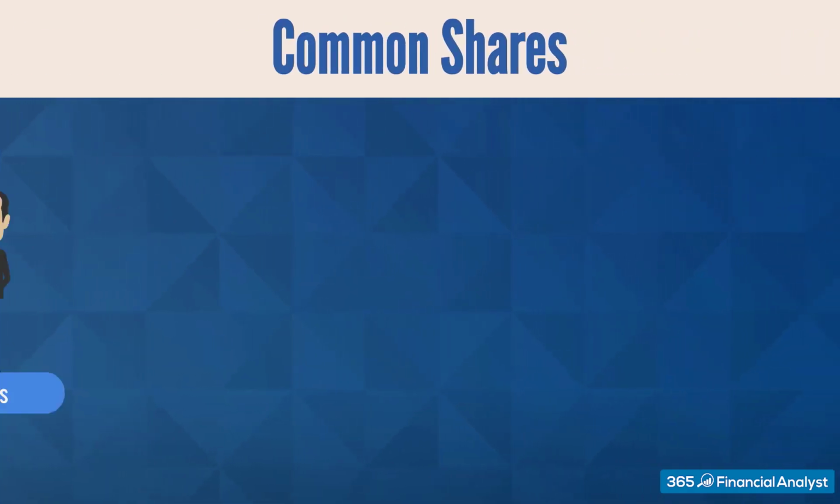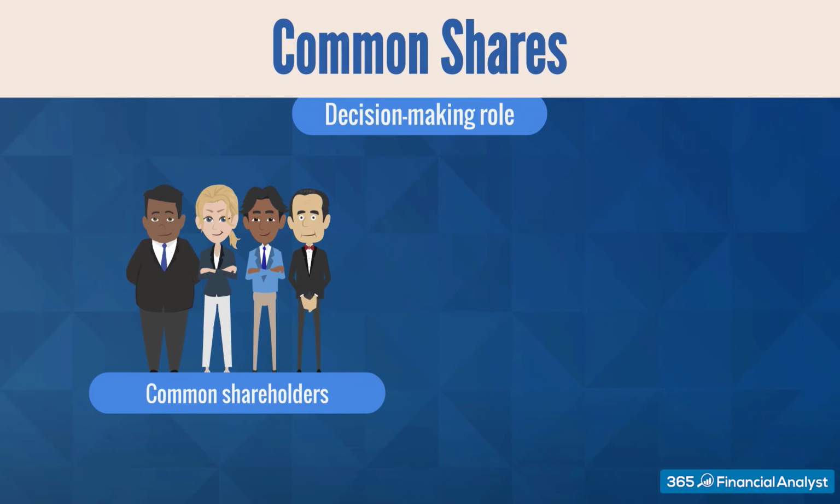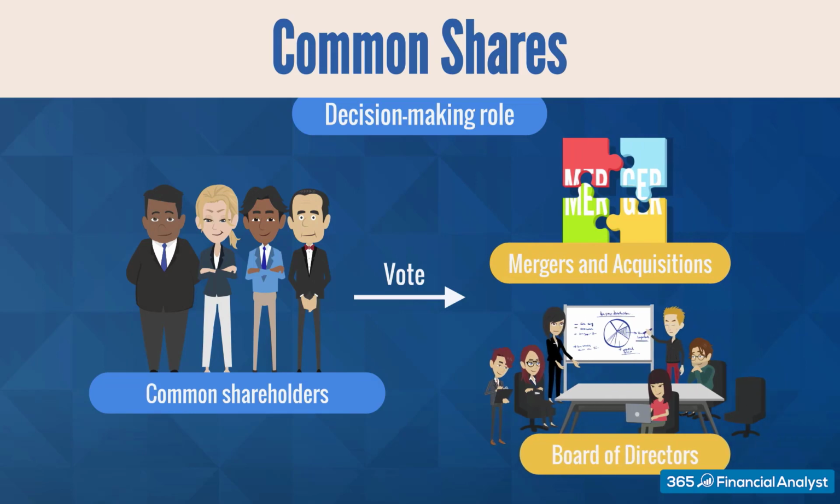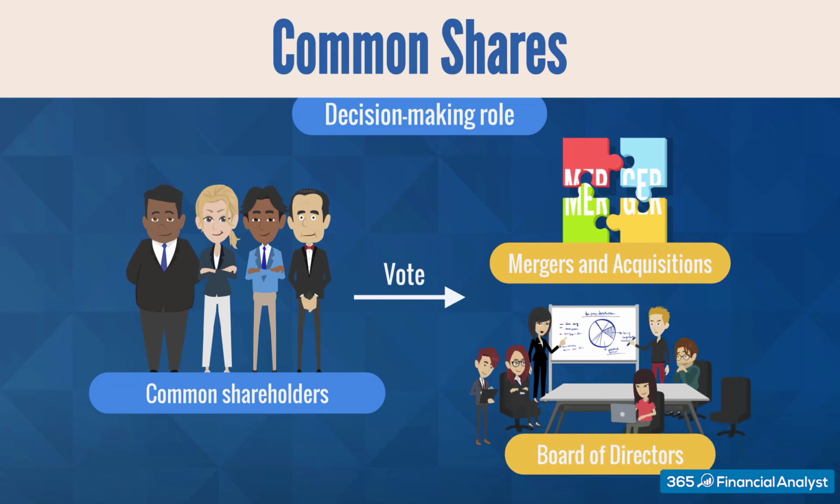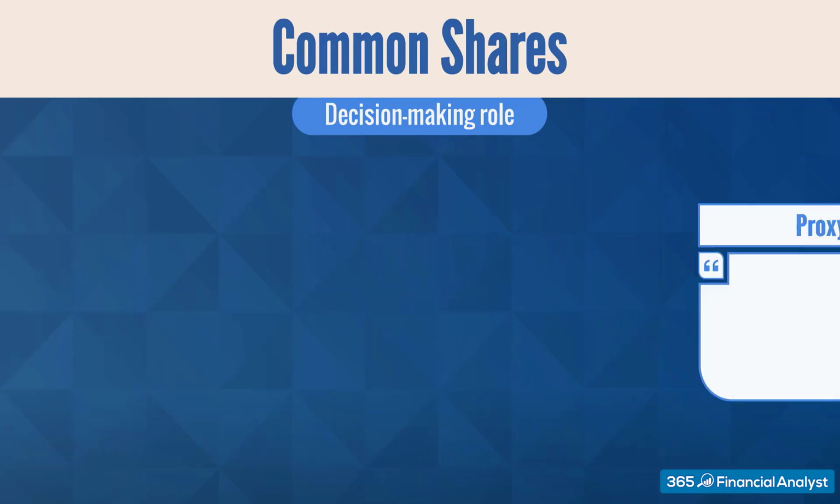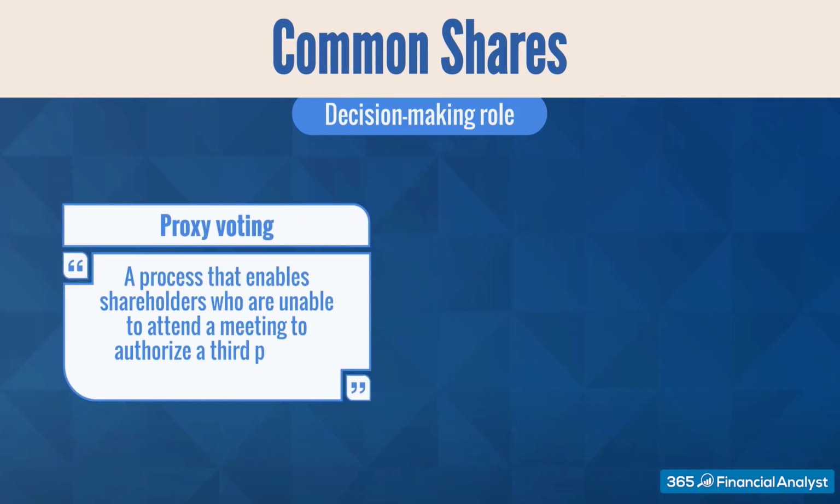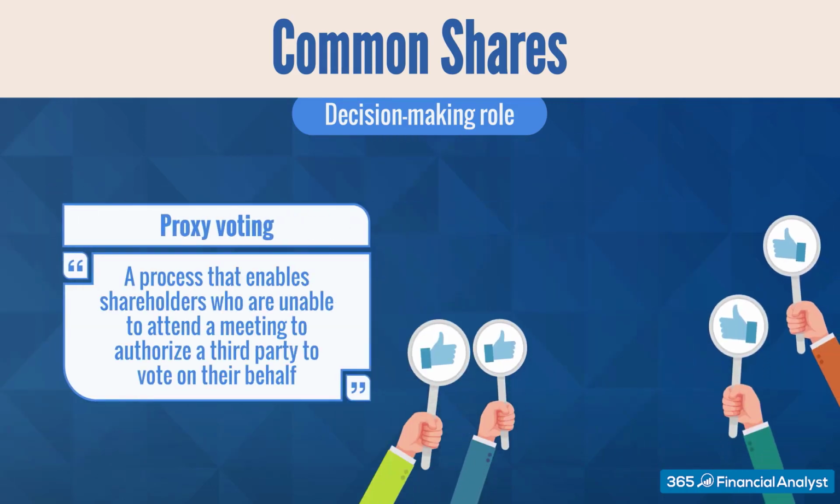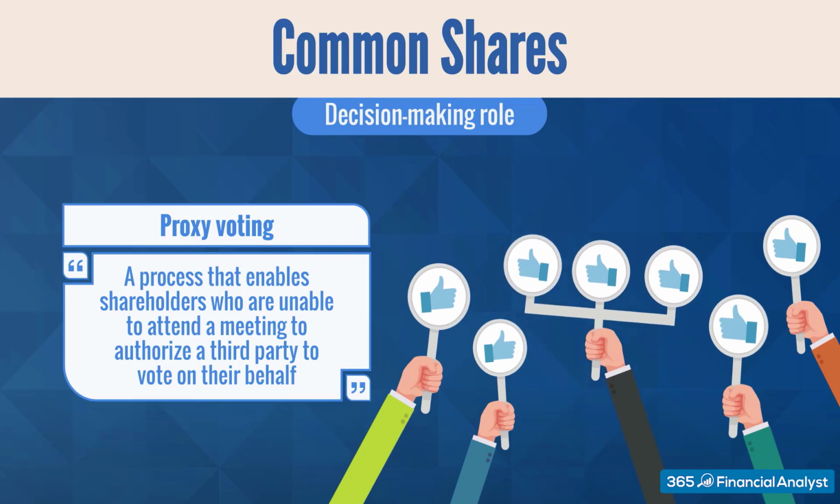On a separate note, if you were, let's say, a common shareholder, would you have a role in a firm's decision-making? Yes, you would. Common shareholders reserve the right to vote on corporate issues, such as mergers and acquisitions and the election of the board of directors. When a common representative is unable to partake in a conference, they send a knowledgeable replacement instead, typically an investment advisor. We call this proxy voting.